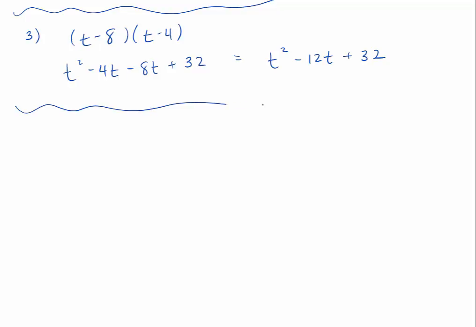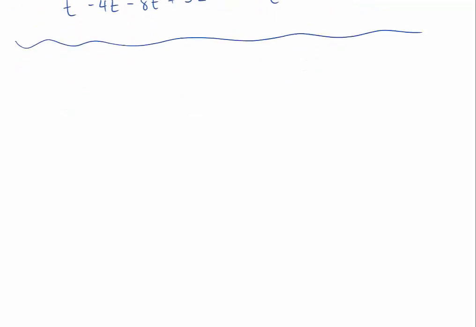All right, I'm going to skip number 4 now because I'm paying attention. Let you do that one, and I'll go on to number 5. And number 5 says, in parentheses, w minus 5 times 3w plus 9.